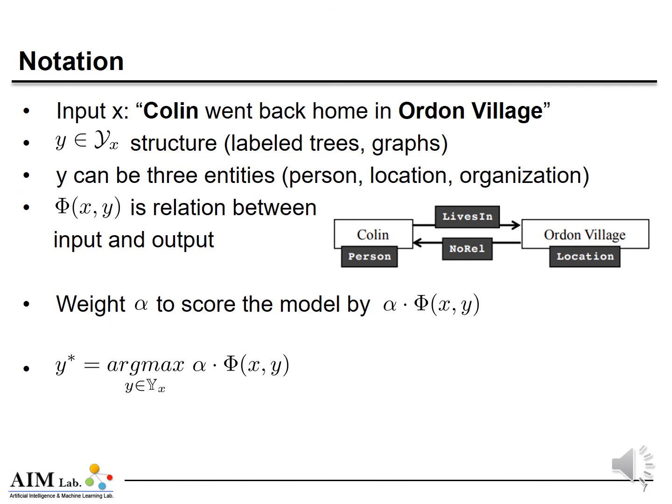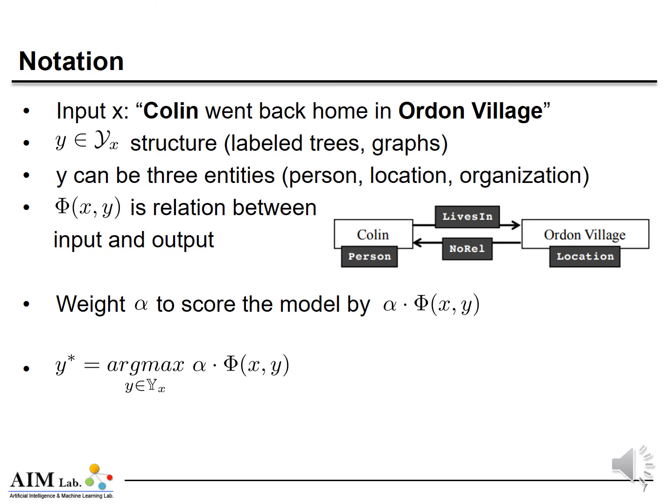Before we see the main idea of this paper, let's check some notations for it. Input x is the preprocessed sentence, like a tokenized sentence, for example, Colin went back home in Orden village. And y is the produced structure associated with input x. y can be three types of entities, which are person, location, and organization. And phi xy is the relation between input and output, and it can be kill, live in, work for, located at, organization based in.